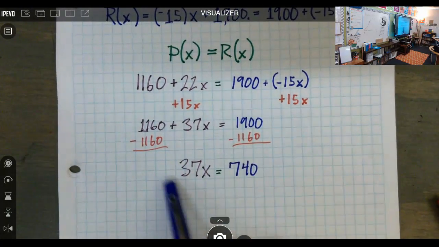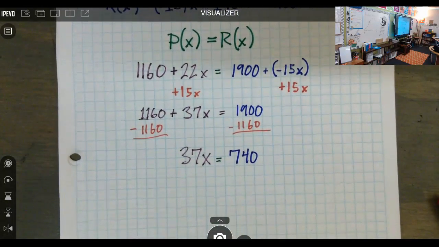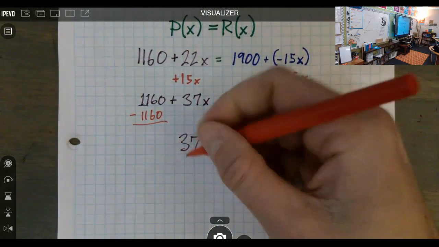Charlie, what do we do to finish this out? Divide by 37. And where? On both sides.